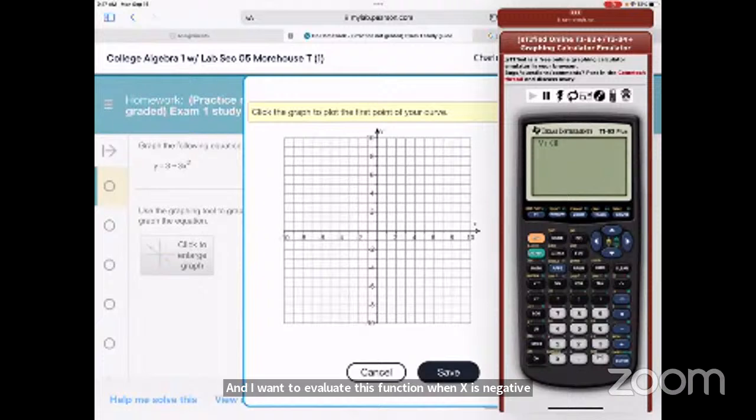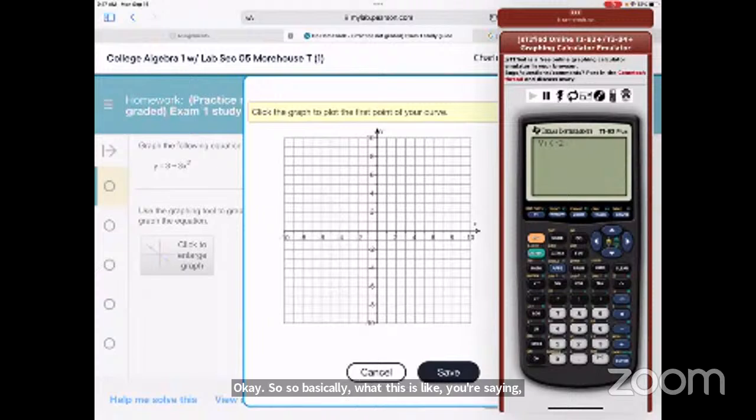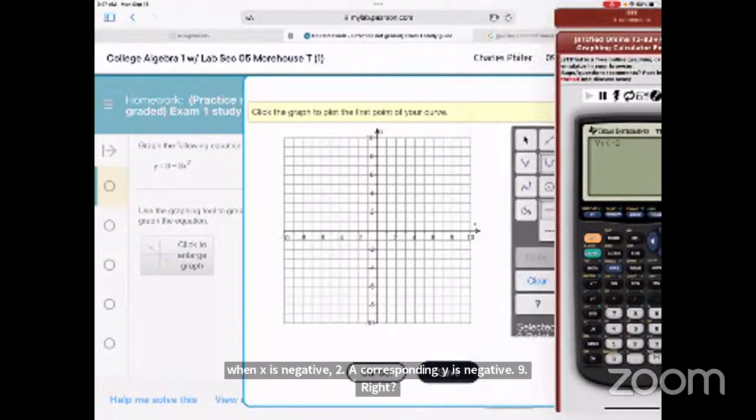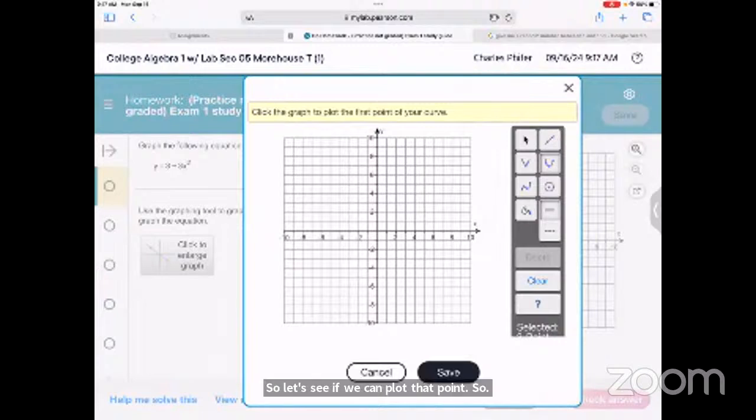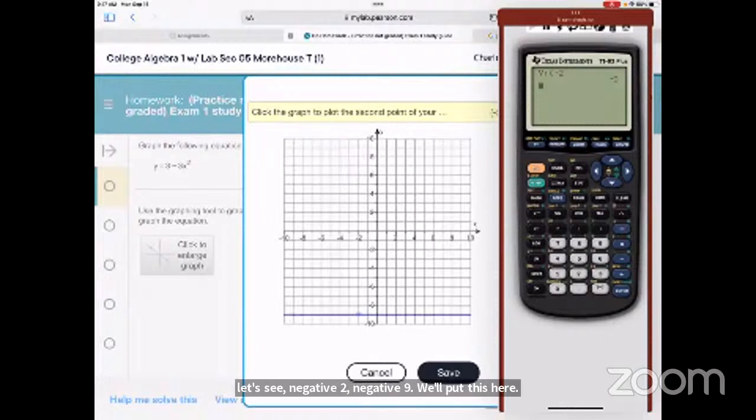Question mark? No, that's definitely clear. I think that's -2, right? Okay, so basically what this is like, you're saying f of -2, right? And I should put a close parentheses. I'm just not going to because I know it'll work. So when x is -2, our corresponding y is -9, right? So let's see if we can plot that point. So let's see, -2, -9. We'll put this here. Okay, that's fine.